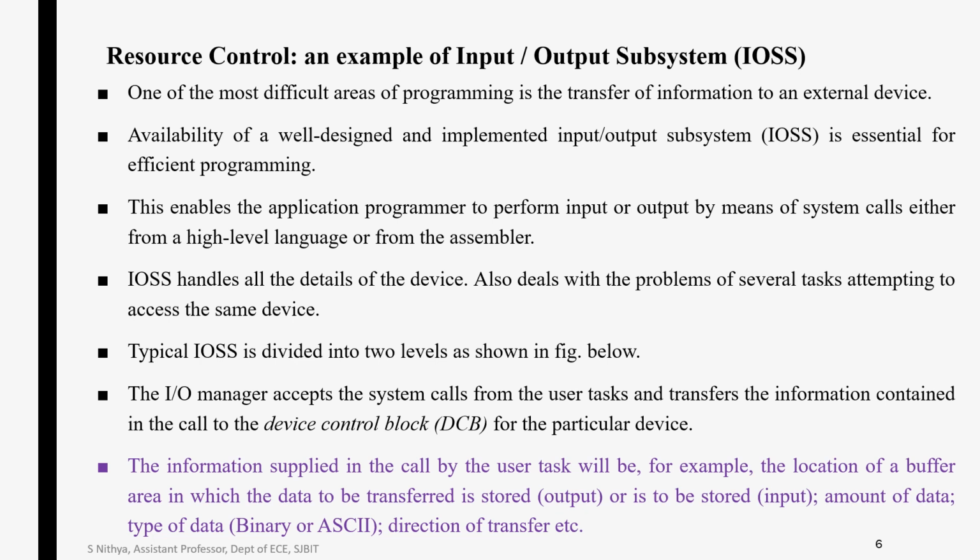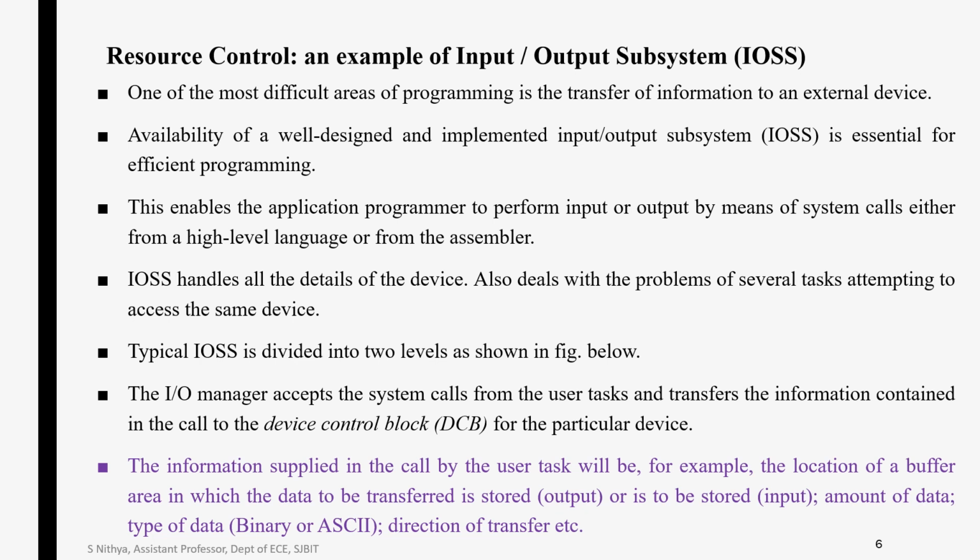Now, resource control. As an example of resource control, we are going to take the input output subsystem, IOSS. What is IOSS? IOSS is nothing but an input output subsystem. One of the most difficult areas of programming is the transfer of information to an external device. The availability of a well designed and implemented input output subsystem is essential for efficient programming.